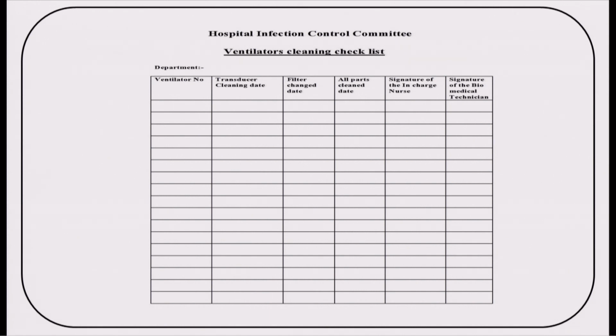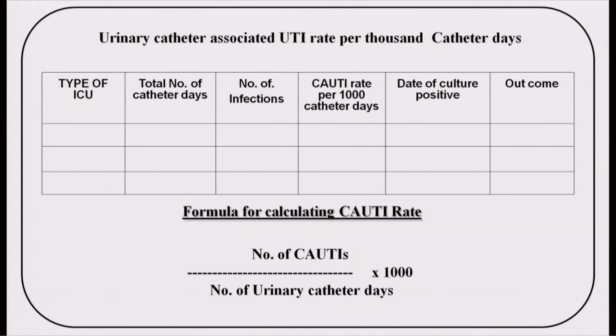Before being used for the next patient, the cleaning checklist has to be seen meticulously, both by the nursing staff and the biomedical department, to check whether the filters are working and have been changed. The next indicator we are going to discuss is the urinary catheter associated UTI. Catheter associated UTI is the most common cause of hospital acquired infections, followed by ventilator associated pneumonias, then surgical site infection and central line infections.